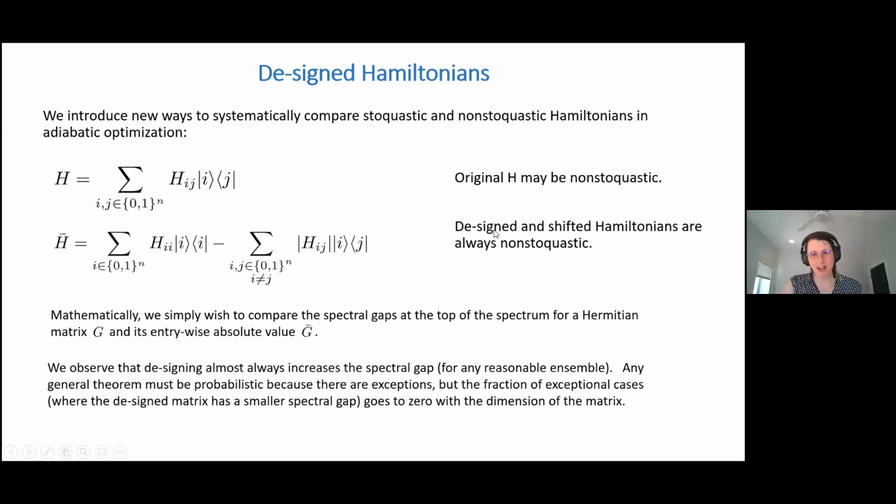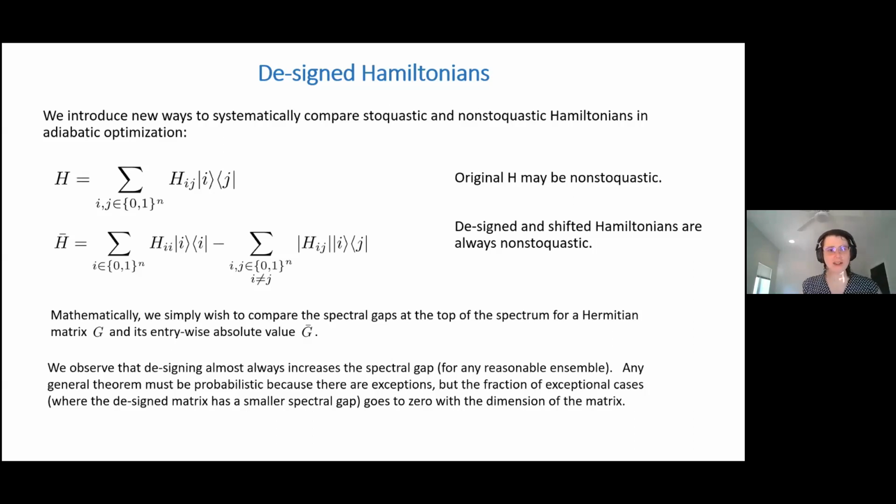And then what we call the de-signed Hamiltonian: H is going to get mapped to H bar. We're going to leave the diagonal part alone, and we're going to take minus the absolute value of all the off-diagonal parts. So we're just going to entry-wise force them to have the same negative phase. It's a highly nonlinear mapping. And so for any non-stochastic adiabatic path, we now get a corresponding stochastic adiabatic path, and the endpoints are unaffected by this transformation.